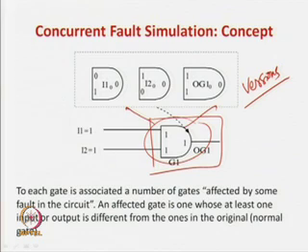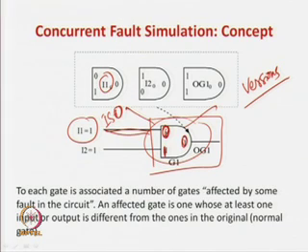Like for example, if I1 is stuck at 1, and this net is stuck at 0, then what happens? This input becomes 0, sorry, this is stuck at 0, and you are applying 1 1. So this net is stuck at 0, this input will be 0, this is 1, and obviously the output will be a 0. So, this is one fault which is affecting this gate.